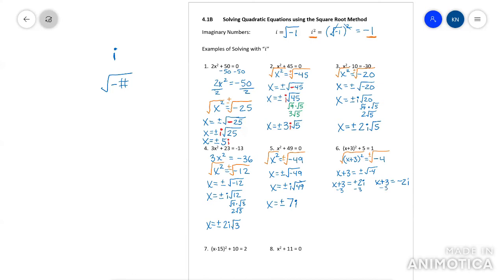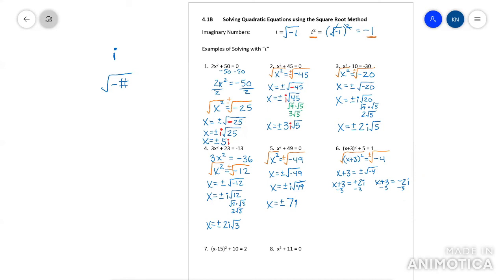Now, here's the key. These are not like terms. It's almost like this letter i is a letter x. You know, if this said negative 2x minus 3, you would not combine the 2 and the 3. So it's the same principles there. These are not like terms.